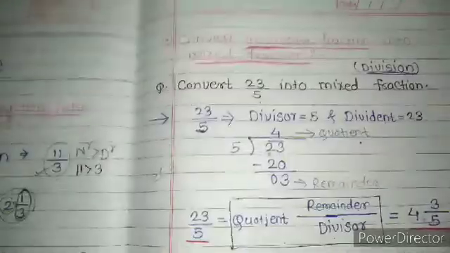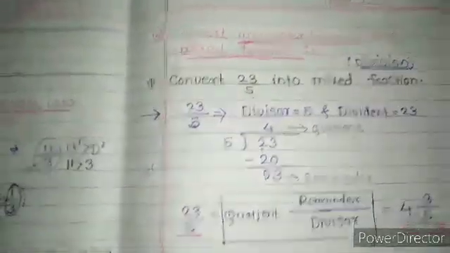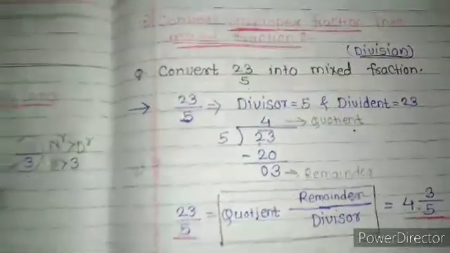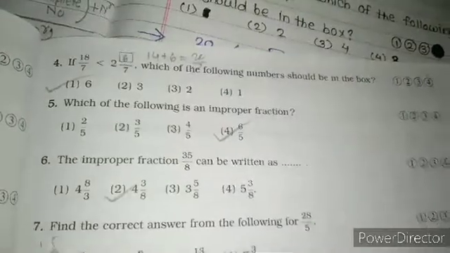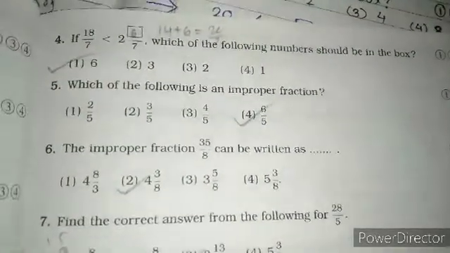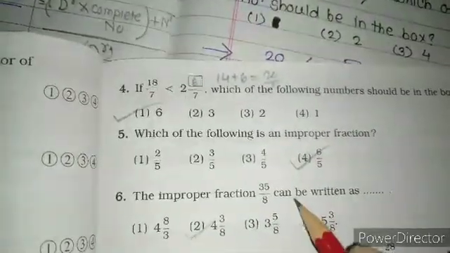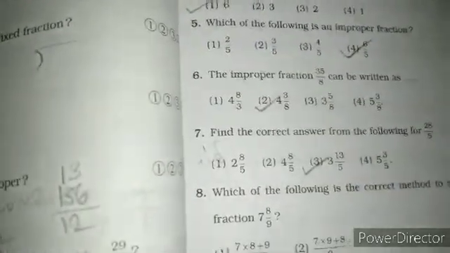And in an exam there may be a question asked to you, look at this example. You can easily identify from the options what the improper fraction 35 upon 8 can be written as. What is the question given to you? Improper fraction 35 upon 8. We have to identify how we make 35 upon 8 into a mixed fraction. So for that, use your options.